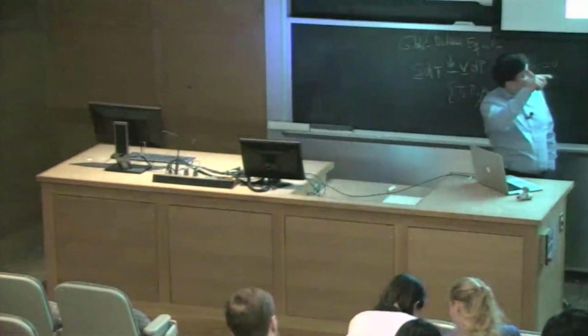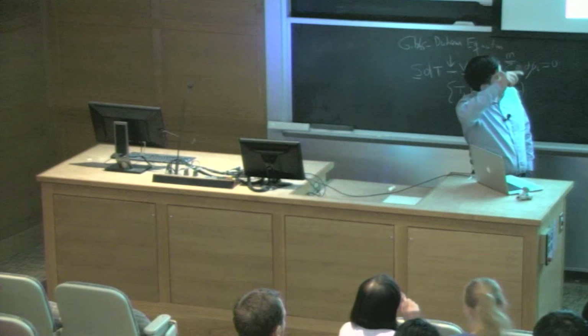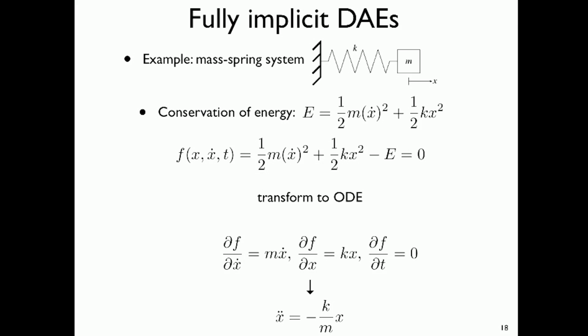Okay. Right, so let's compute the things we need to know. We needed to know the partials, right, of this f with respect to the states and with respect to time. So partial f with respect to x dot, holding all the other variables constant, is m x dot. Partial f with respect to x is kx, right? Partial f with respect to t is t, okay?